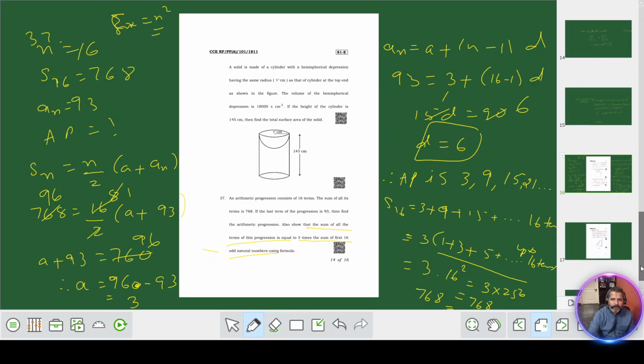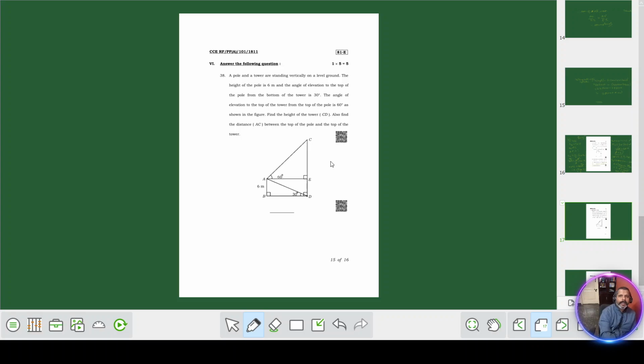Last question in the question paper, which is based on the application of trigonometry. The question is very simple and straightforward. They told us AB is the pole, CD is a tower, and the height of the pole is 6 meter. They are given the angle of elevation of the top of the pole from the bottom of the tower is 30 degree. The angle of elevation to the top of the tower from the top of the pole is 60 degree.